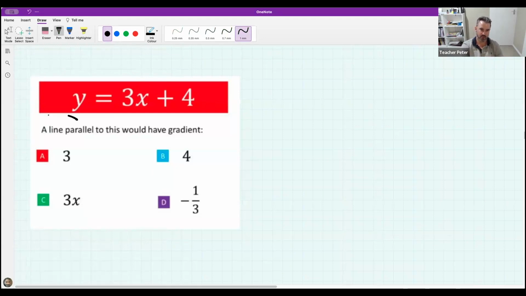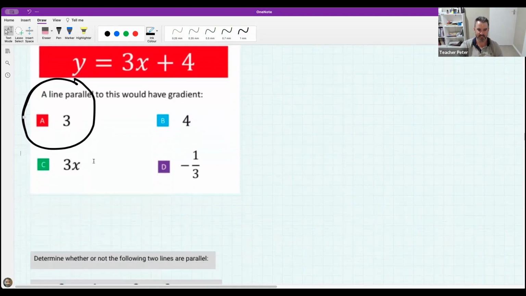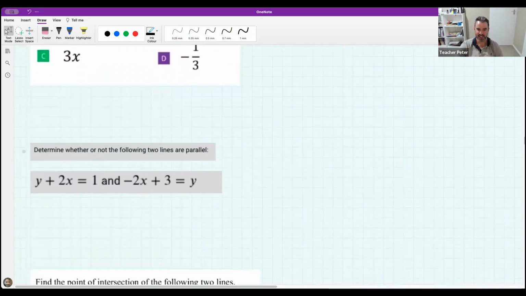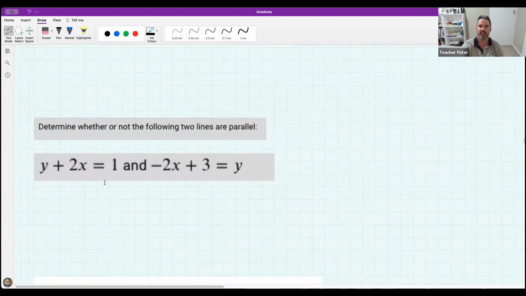Oh, you guys are too good for this. I think that was too easy for you. Okay, the gradient would be 3 because it has to match the number in front there. Fantastic. Okay, next question. Things are getting a bit more exciting.